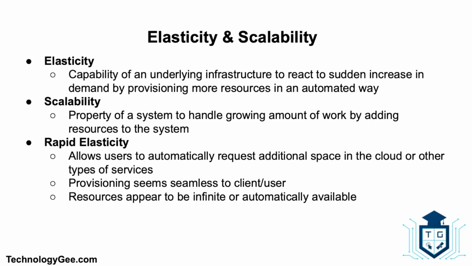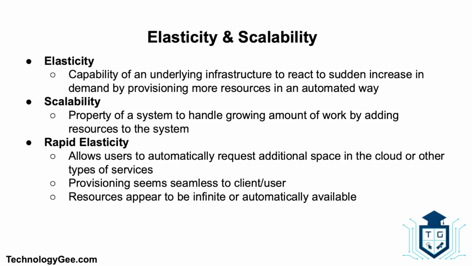Next, let's talk about elasticity and scalability. So elasticity, this is the capability of an underlying infrastructure to react to a sudden increase in demand by provisioning more resources in an automated way. Scalability, this is the property of a system to handle a growing amount of work by adding resources to the system. Now, due to many companies utilizing cloud computing, you need to be familiar with a term called rapid elasticity.